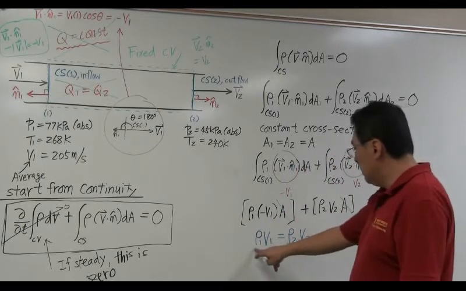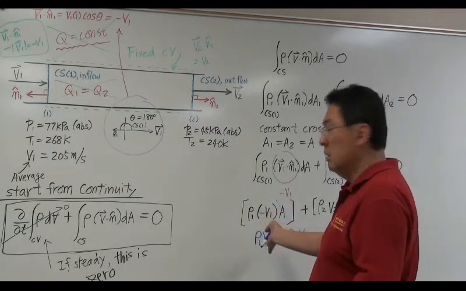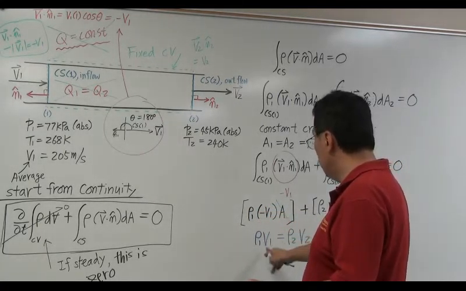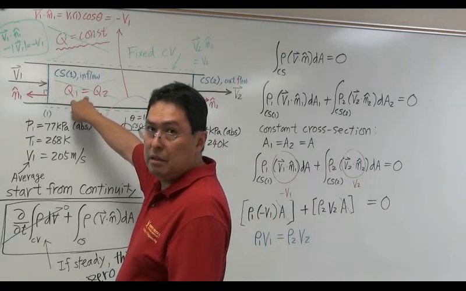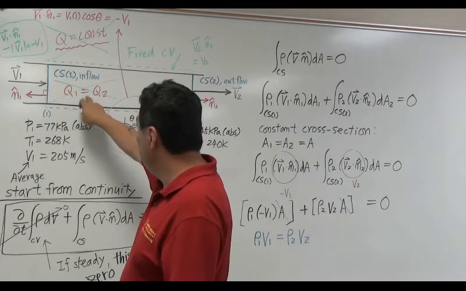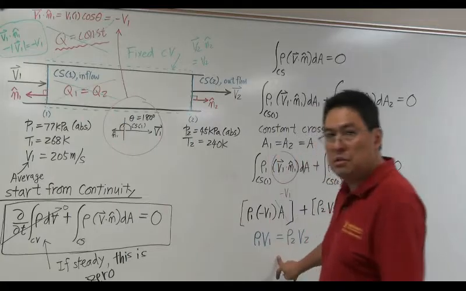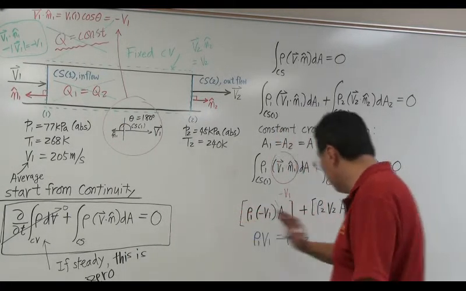What is this? This is density times velocity. Density times velocity is not the flow rate. Flow rate is velocity times cross-section area. So this is a proof of that. This equation is wrong. You can't use this equation. This is the actual equation you got from this equation. So this is quite important.